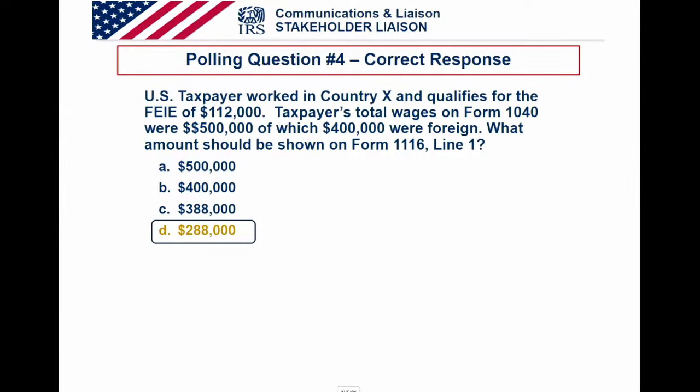All right, so the correct response is D, 288,000. So that is $400,000 of foreign source income less the 112,000 of the foreign earned income exclusion. And I see that 80% of you have responded correctly. So that's a pretty impressive correct response rate.